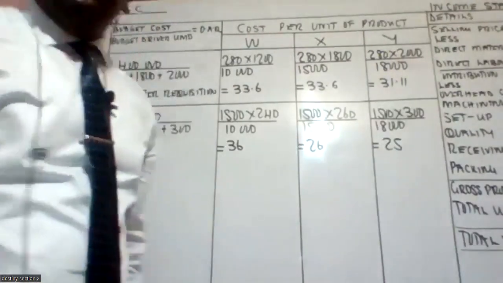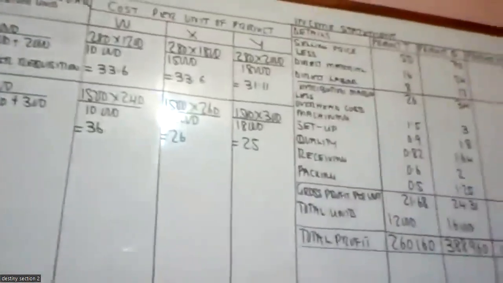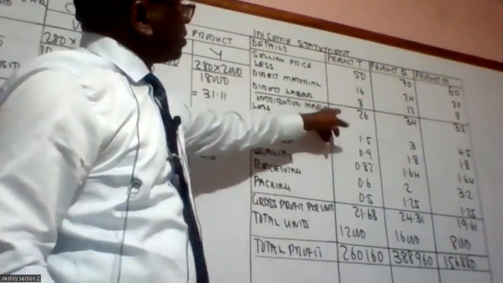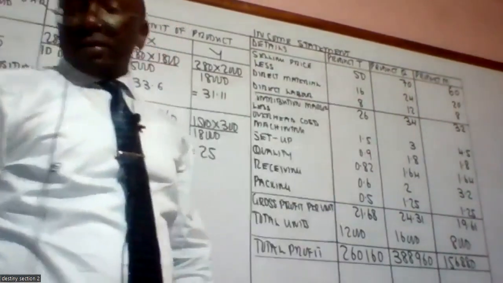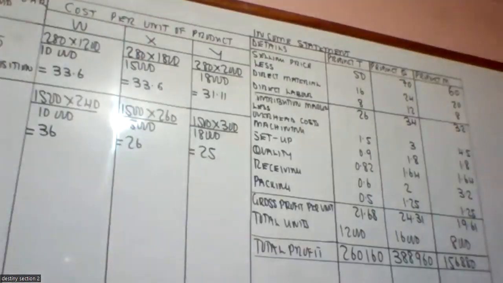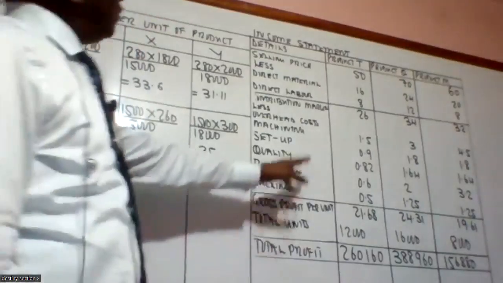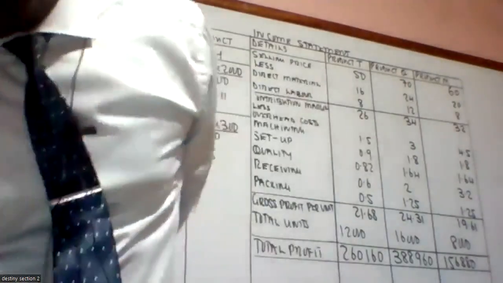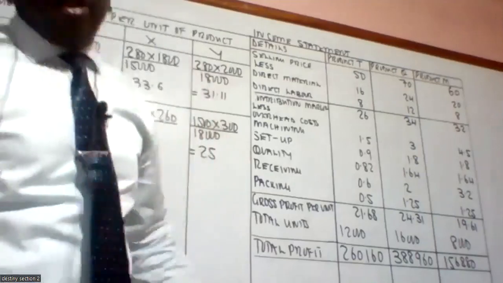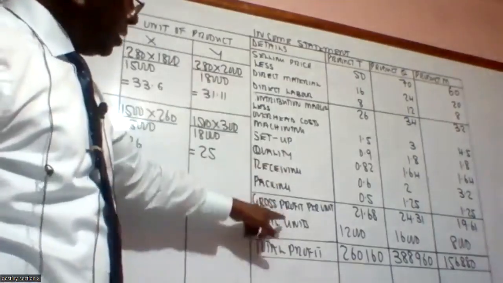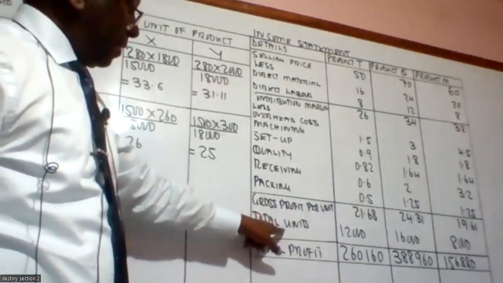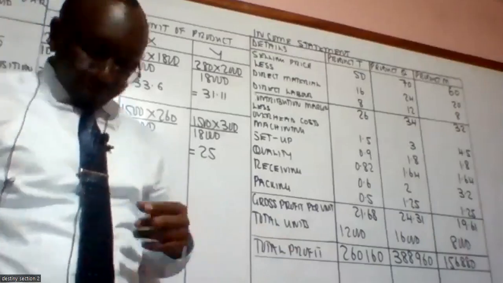So draw a table similar to the one that we had on the other side. This one. So you draw and then you record the figures. Selling price, we have direct materials, direct labor. Then the overhead costs, there are just two of them. Then find the profit per unit. And put the number of units, and put the total profits.